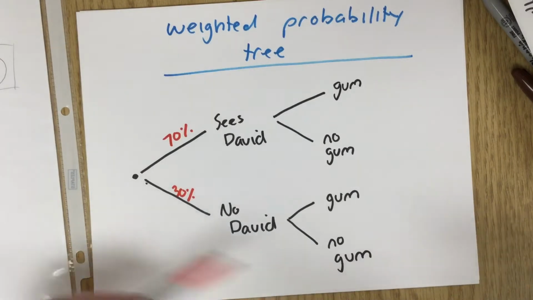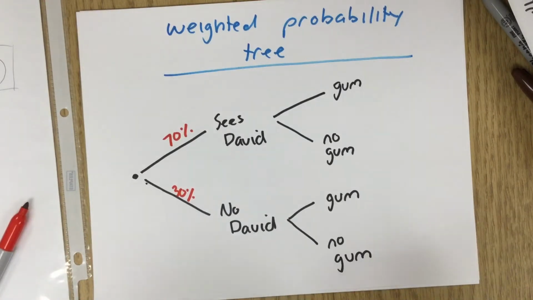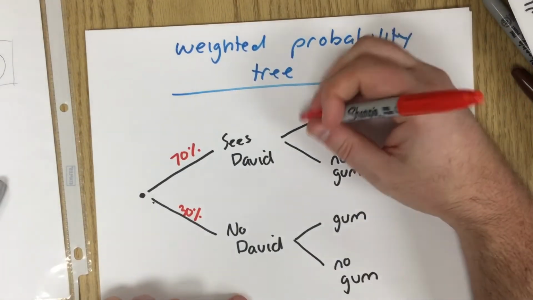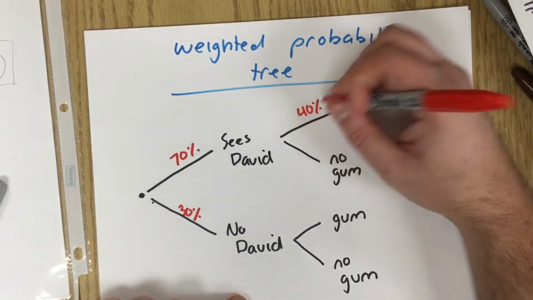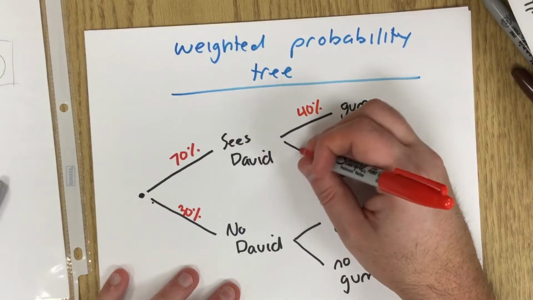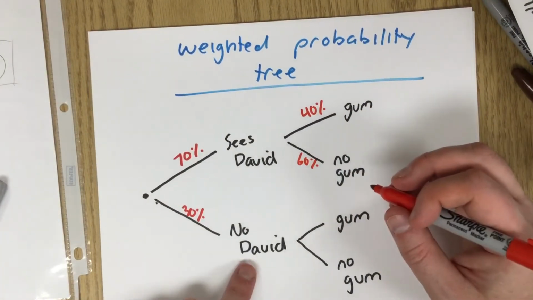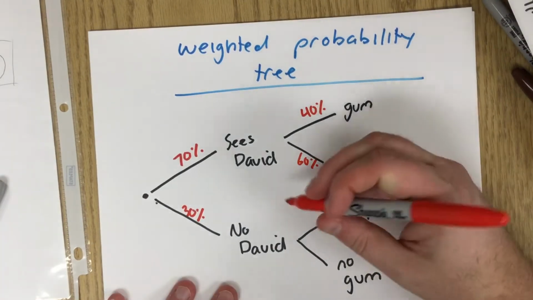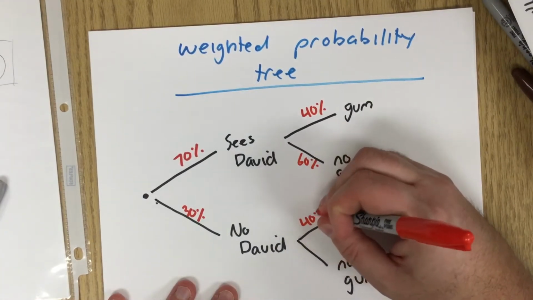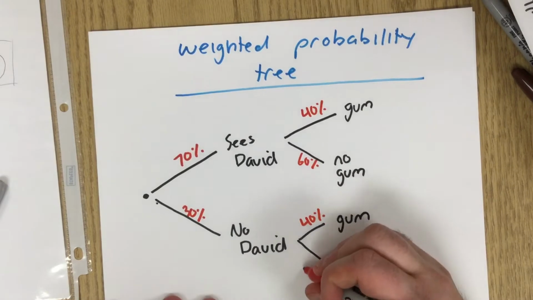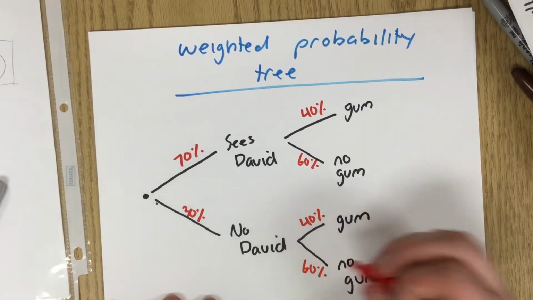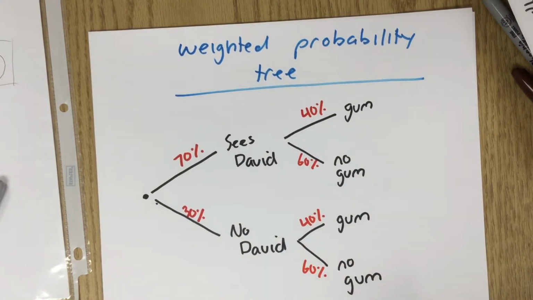Now what that means is, I'm going to use the same color actually. There's a 40% probability she has gum in her pocket, and a 60% probability that she does not have gum in her pocket. And if she doesn't see David, it's the same thing because these are independent events. So there's a 40% probability that she has gum in her pocket, and a 60% probability that she does not have gum in her pocket.